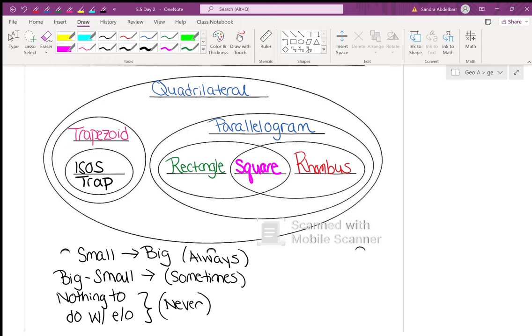Right. So we did a rectangle is a rhombus. No, we didn't. We did a rectangle is a square sometimes. A square is a rectangle always. A rhombus is a square sometimes. A square is a rhombus always. A rectangle is a rhombus sometimes, always, or never.